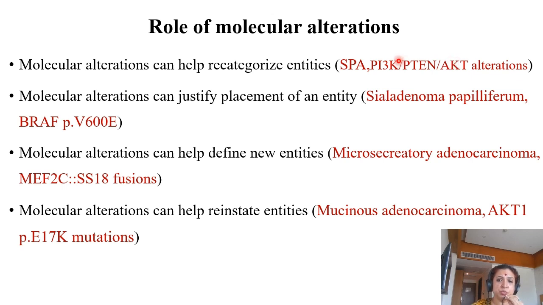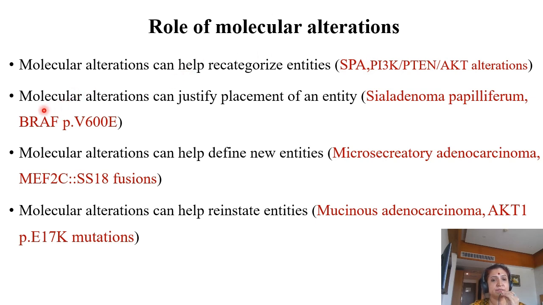So with that, coming to what is the role of molecular alterations. There are different purposes of molecular alterations that we pick up in salivary gland tumors. It has helped us to recategorize entities. As I mentioned earlier, sclerosing polycystic adenosis of the previous WHO edition is now sclerosing polycystic adenoma. This has been included as a tumor or a neoplasm because of the identification of this alteration. So PI3K, PTEN and AKT alterations have been picked up in this entity.